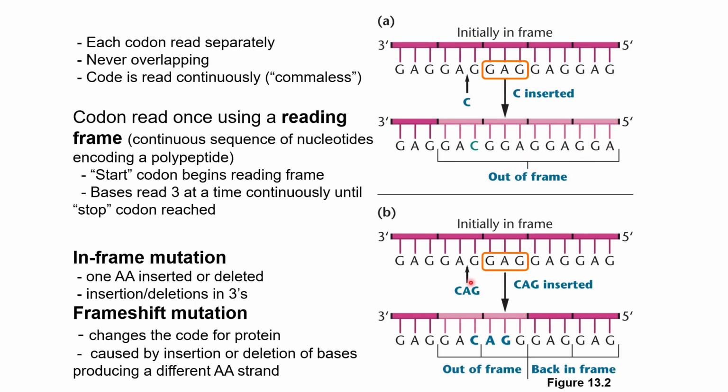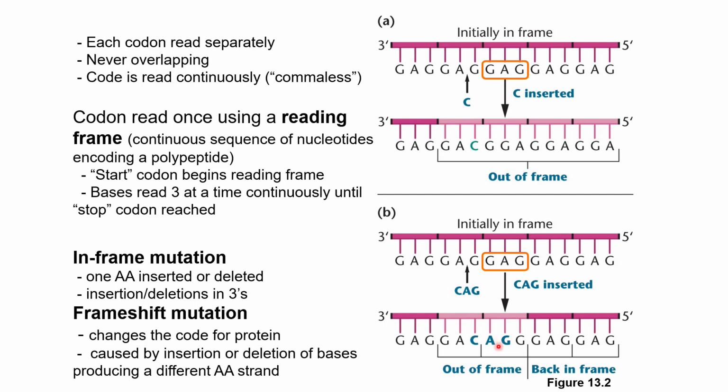Okay, now we can have a couple types of mutations. We can have what's called an in-frame mutation. An in-frame mutation is where we only have one amino acid inserted or deleted. So we can see right here, if we added this CAG in here, it doesn't change our reading frame. It's just adding in 3 base pairs, and so we would stay the same.